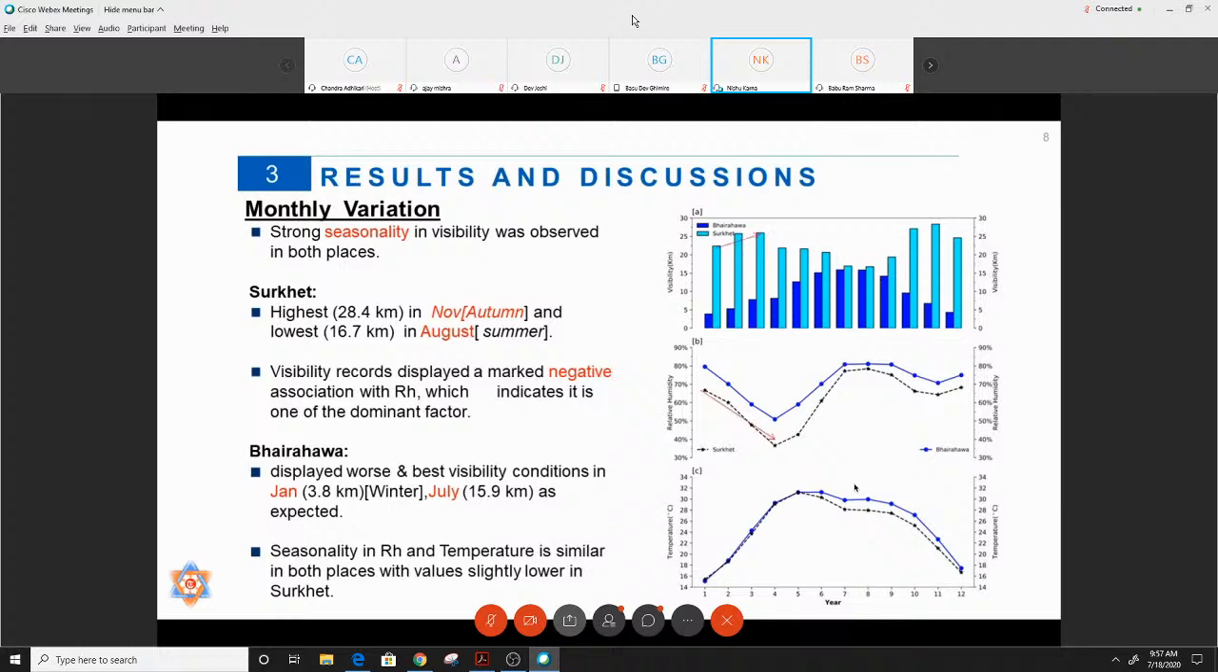Visibility record in Surkhet shows marked negative association with humidity. This indicates that humidity is one of the major factors for degradation. And the monthly variation of humidity and temperature at both places show the similar pattern we can see here.